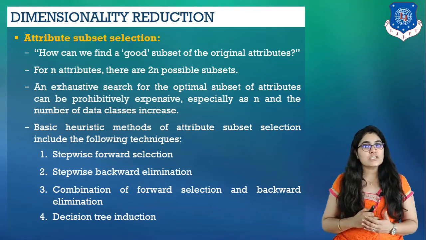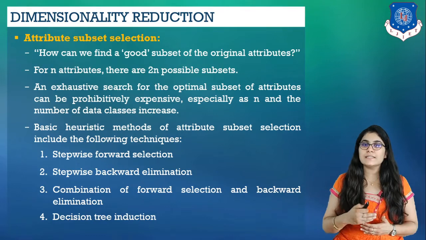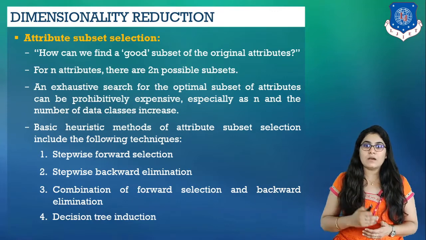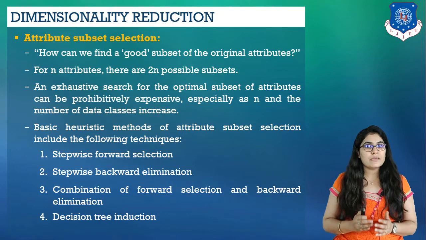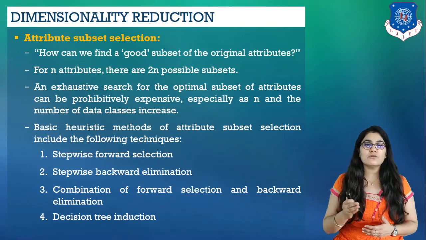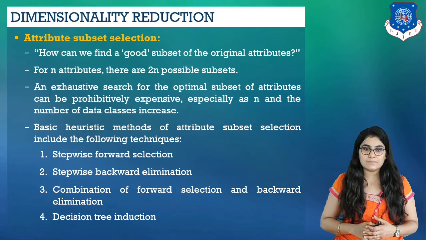The strategy is to make a locally optimal choice in the hope that this will lead to a globally optimal solution. Such greedy methods are effective in practice and may come close to estimating an optimal solution. Basic heuristic methods of attribute subset selection include stepwise forward selection, stepwise backward elimination, combination of forward selection and backward elimination, and decision tree induction. So let's understand these methods in detail.